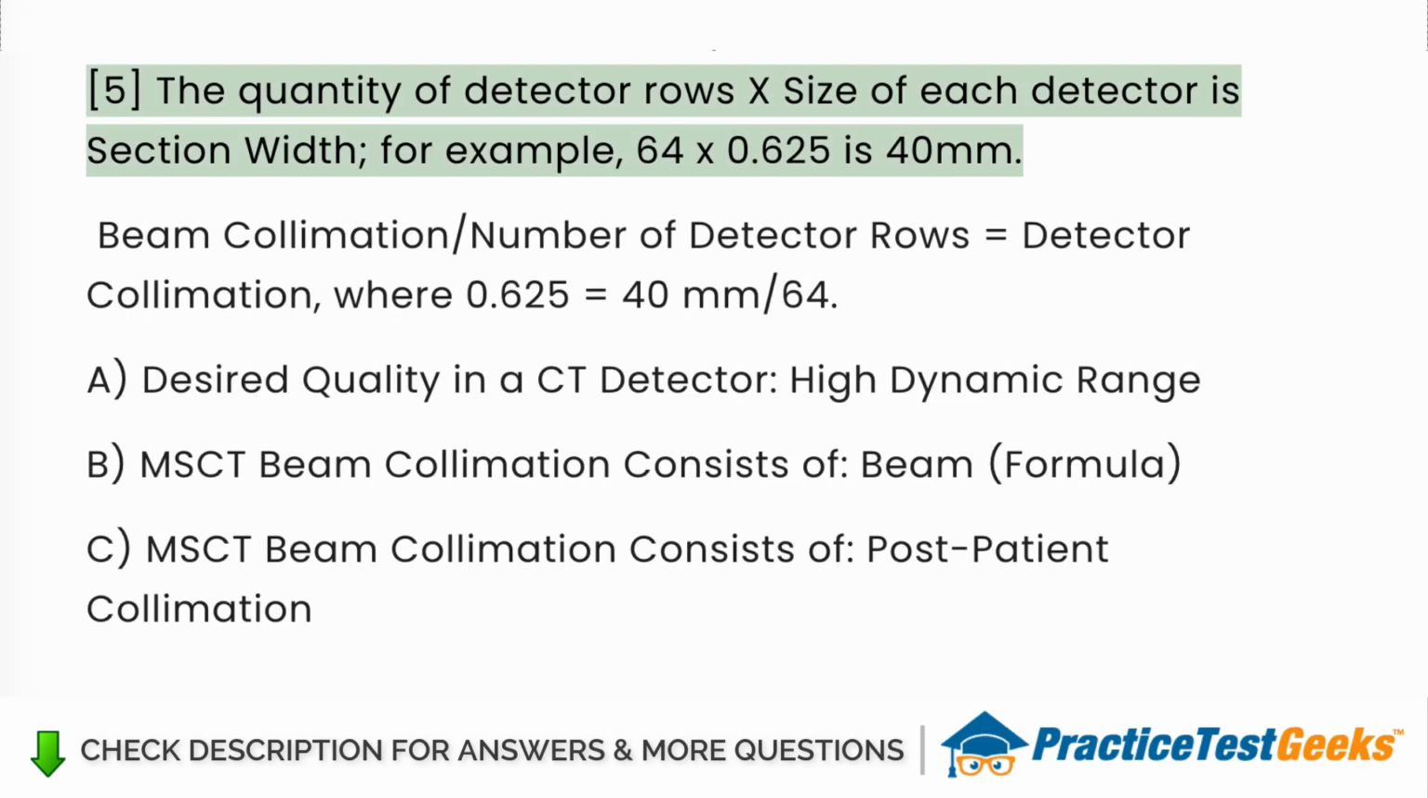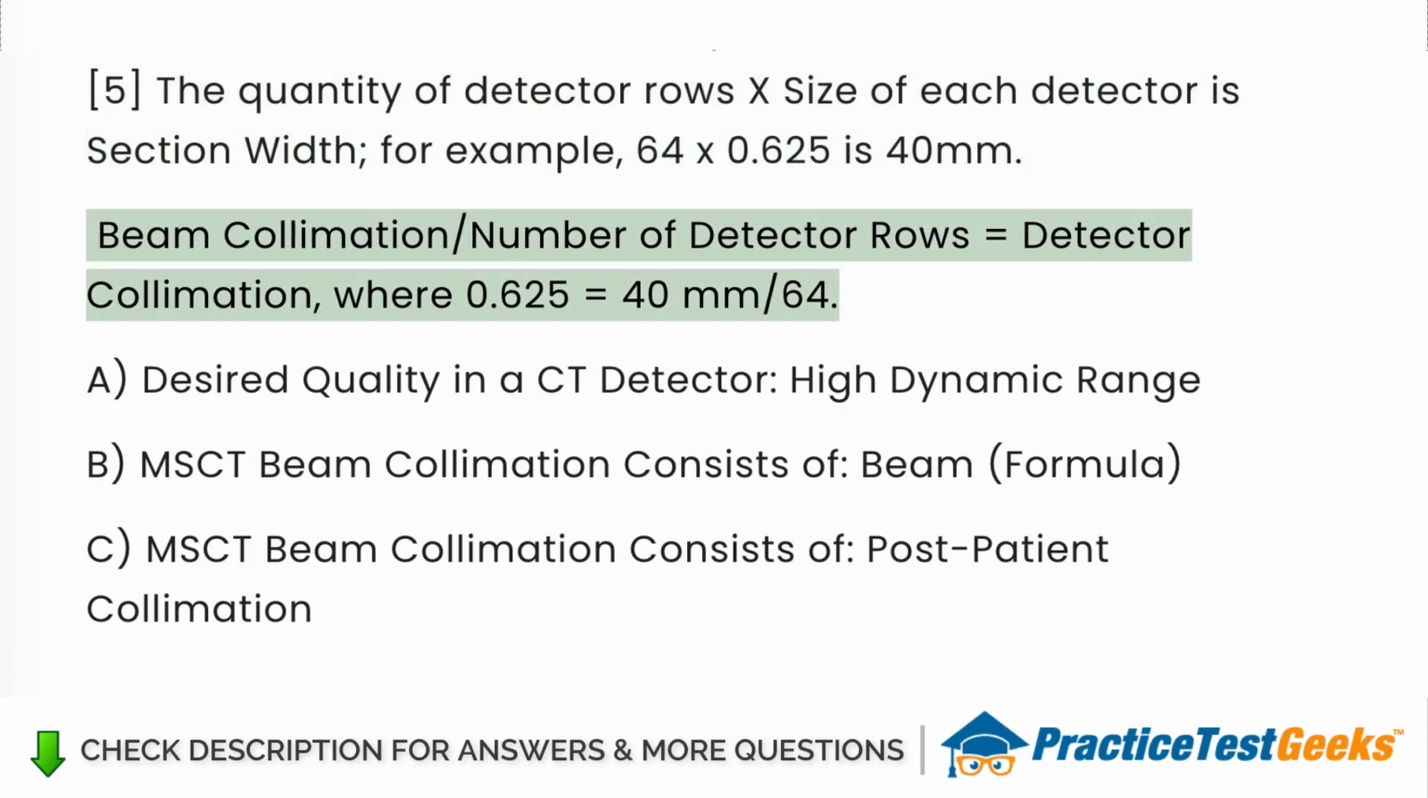The quantity of detector rows times the size of each detector is the section width. For example, 64 times 0.625 is 40 millimeters. Beam collimation divided by the number of detector rows equals detector collimation, where 0.625 is equal to 40 mm divided by 64.